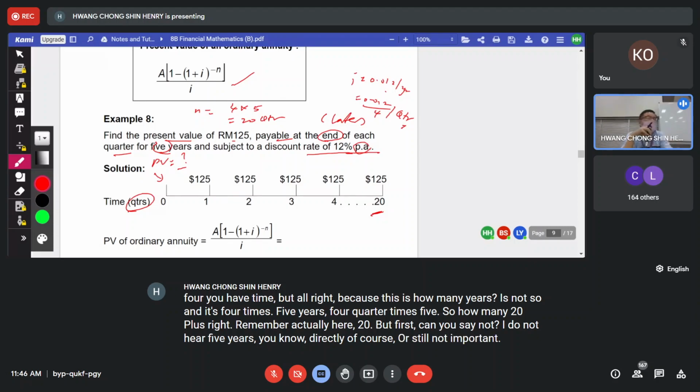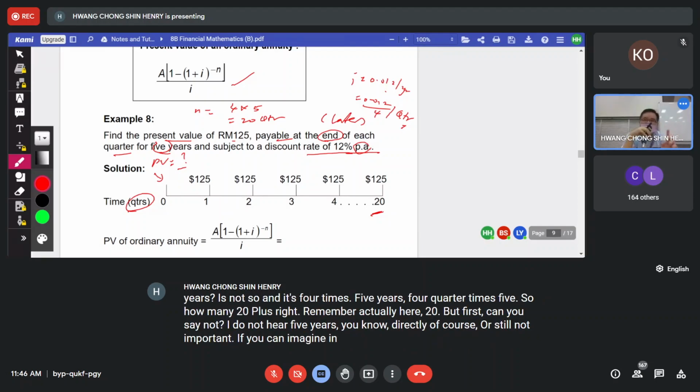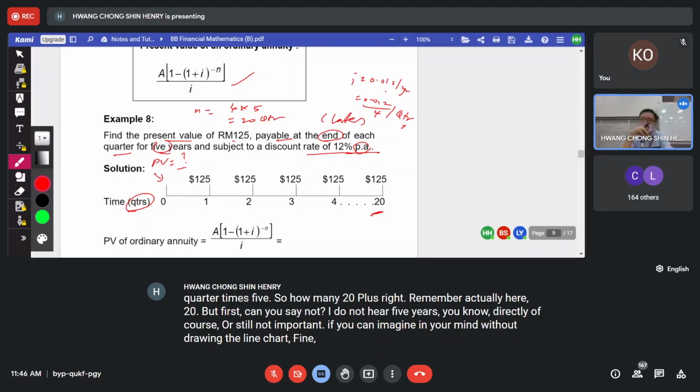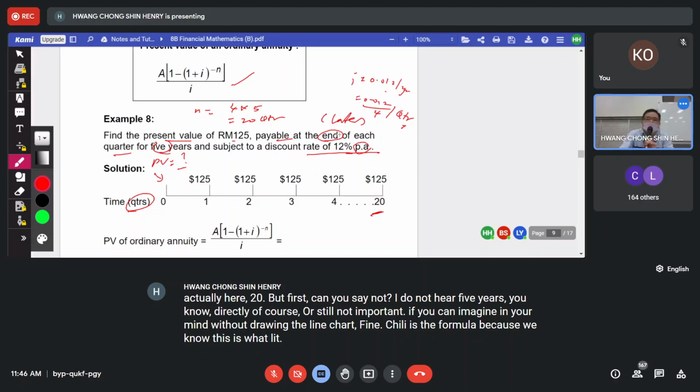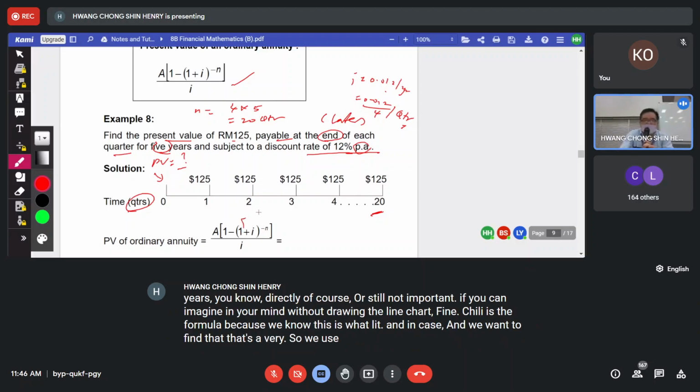If you can imagine it in your mind without drawing the line chart, fine. Sure, we use the formula. Because we know this is what? Late annuities, and we want to find the present value. So we use the formula.